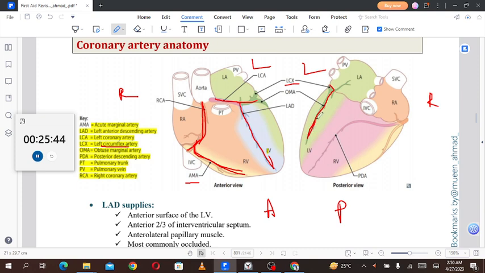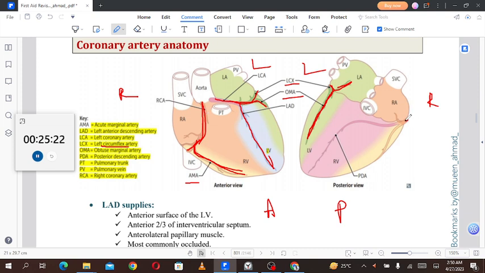Over here, the obtuse marginal artery is a terminal branch of the left circumflex artery, and the left circumflex artery is a branch of the left coronary artery. Or you may also say that the obtuse marginal artery is a direct branch of the left coronary artery, and the left circumflex artery is a separate branch. Okay, so these two arteries are coming from the left coronary artery, and the left coronary artery is also supplying the left atrium. Then the right coronary artery, which turned backwards.